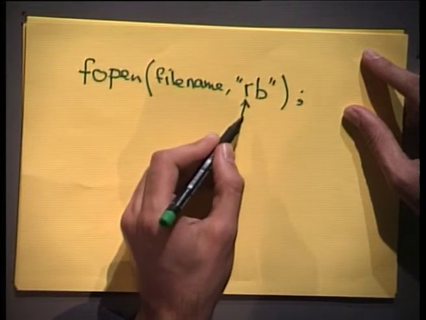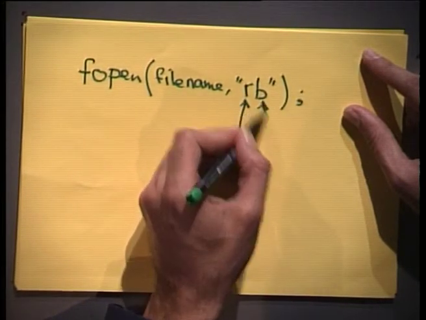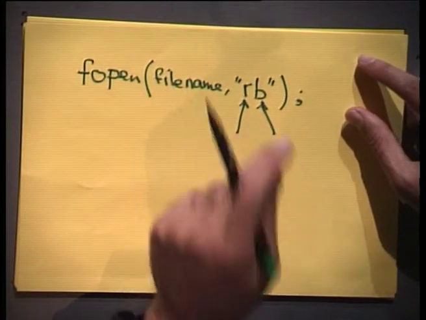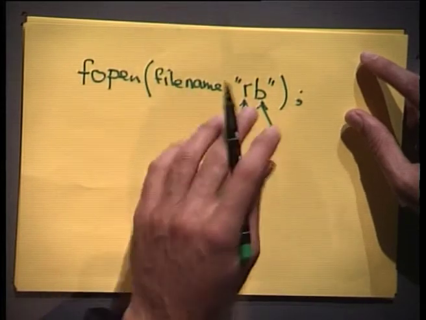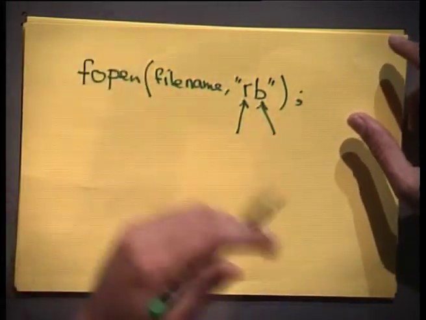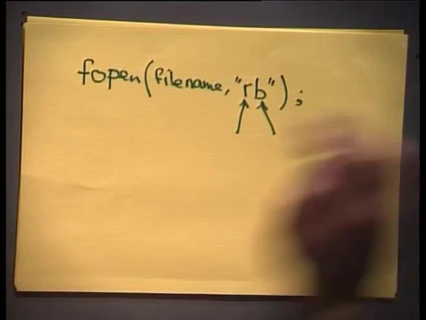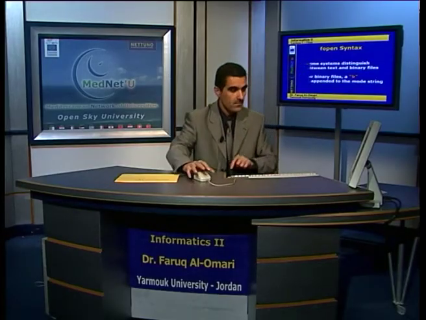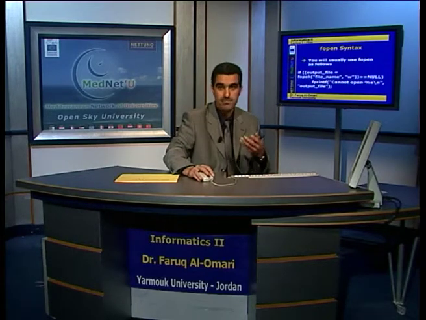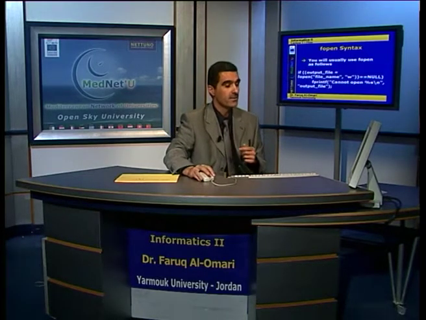This R is for reading the file, and this B in here means that the file is opened to access it as binary data. And actually, we recommend doing this whenever we don't know what system we're trying to access the file from. Okay, so this is the whole syntax of the statement.